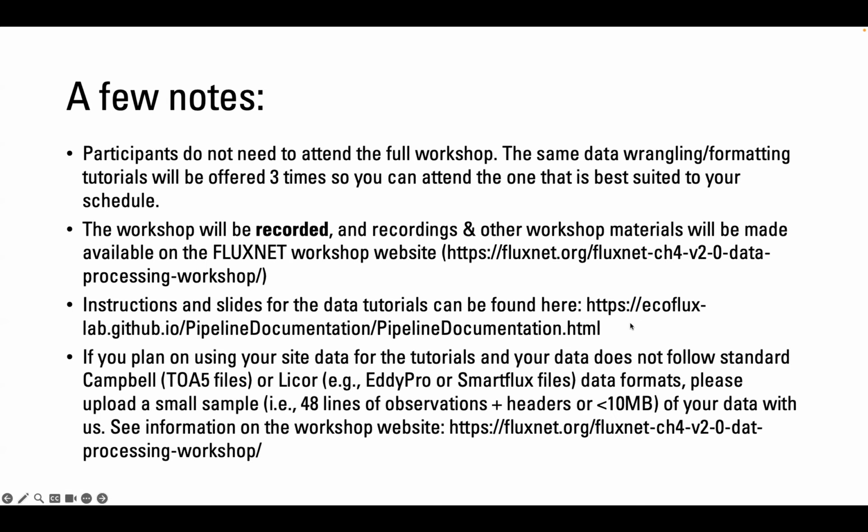Also, we're going to be playing with some data, the fun part of this. What we have is very versatile, but it works most smoothly if you have standard Campbell files or LI-COR files, so EddyPro or SmartFlux files. If you have something beyond that, we can certainly handle it, but it helps for us to see that data ahead of time. So there's a link also on the website and on the agenda where you can upload a small sample of your data. It could be just 1 day or 2 days of data, but anything less than 10 megabytes. That can help us make sure that we can ingest it into the data pipeline and reduce any obstacles right from the get-go.